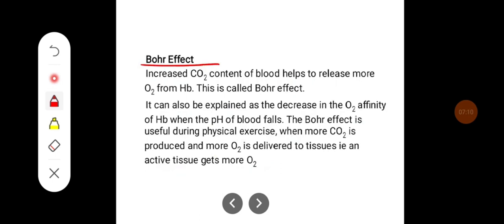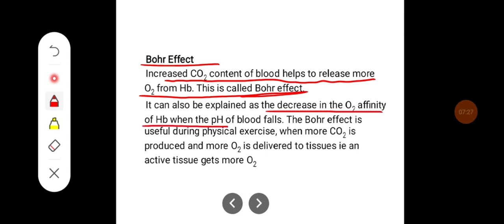Bohr's effect. Increased partial pressure of carbon dioxide in the blood helps to release more oxygen from hemoglobin. This is called Bohr's effect. It can also be explained as the decrease in the oxygen affinity of hemoglobin when the pH of blood falls.